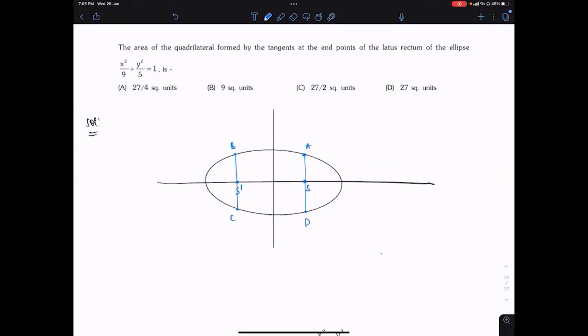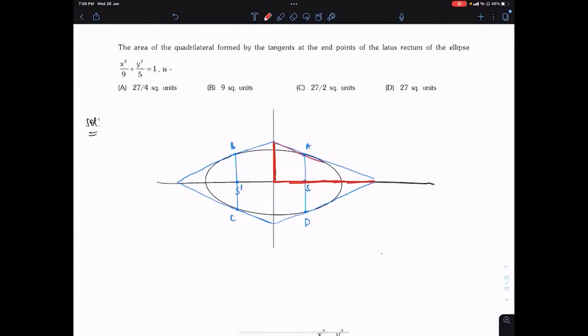Now what are they asking? At the ends of latus rectum, you are drawing tangents. So at four ends, you can draw four tangents. Then they are asking for the area of that quadrilateral. See, you can see just by symmetry that you just need to find this triangle's area, that is enough.